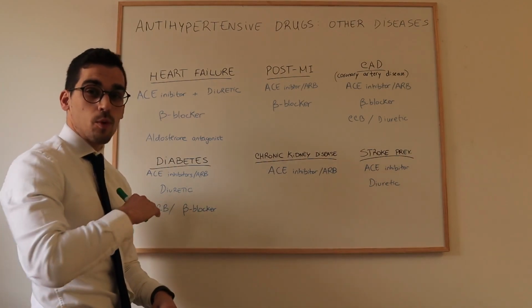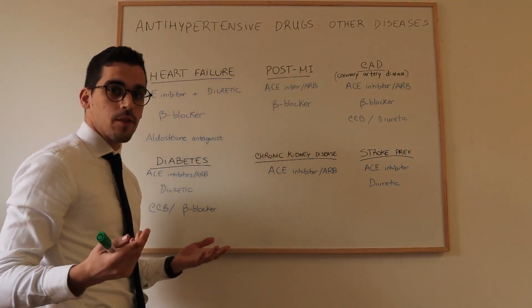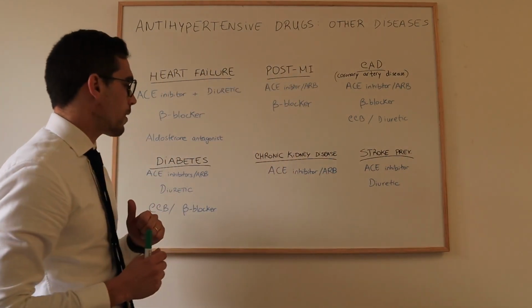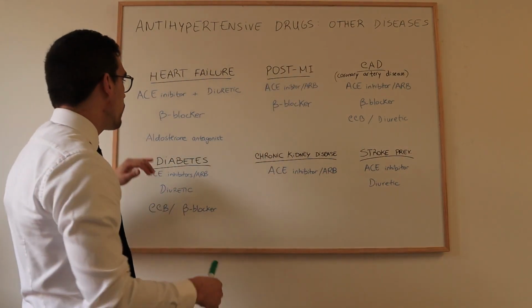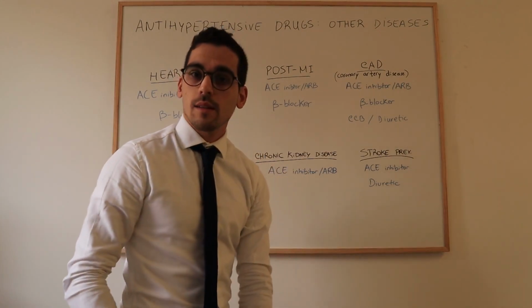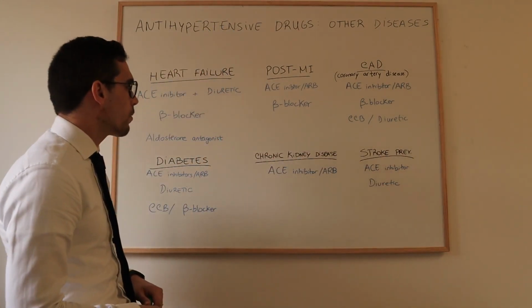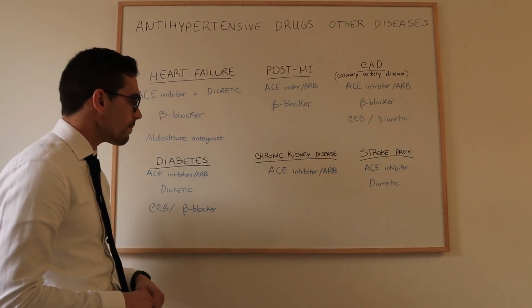And we give to all the conditions, as one of the first choices, an ACE inhibitor, as you can see. And why is that? Because they are cardioprotective and they are nephroprotective. So that's a good thing to remember as well.